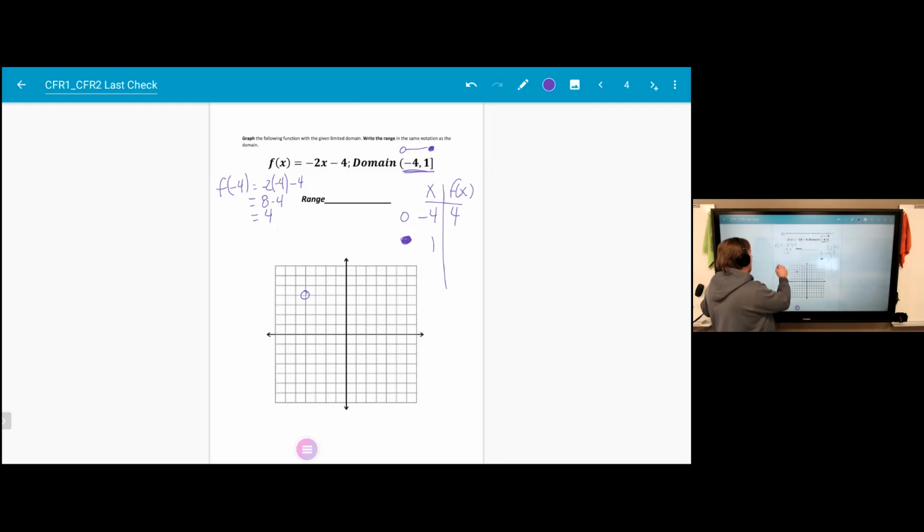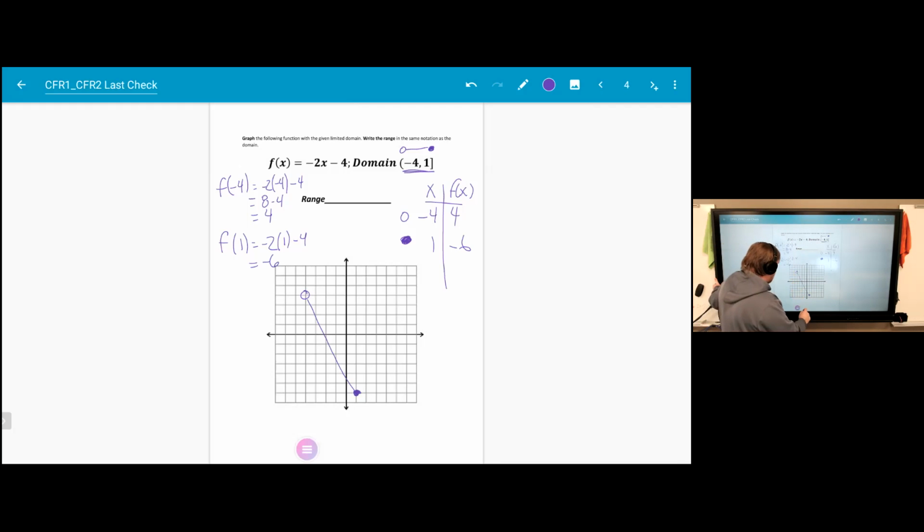Do the same thing for 1. The value of the function when x is 1, f of 1 equals -2 times 1 minus 4, which is -6. That becomes the point 1, -6. And that is a closed point because I had that square bracket. Draw a line better than I'm doing between those 2 points. And that's the graphing part.